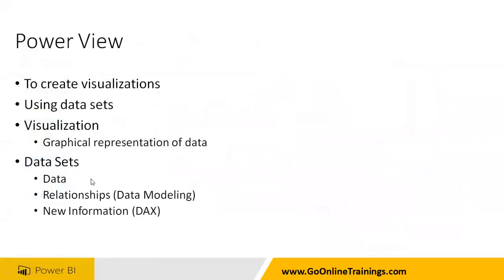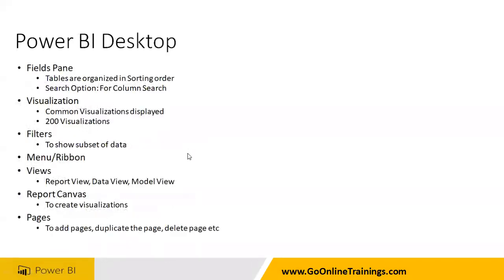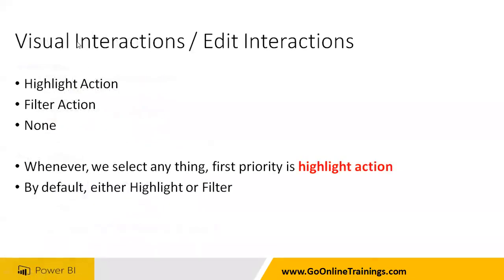So I have created a few visualizations. Now visualization means graphical representation of data, using data sets, right? Visual interactions are very, very important. Whenever we select anything, the first priority is highlight action. It is going to be highlighting. If the highlight is not there, by default, either highlight or filter.